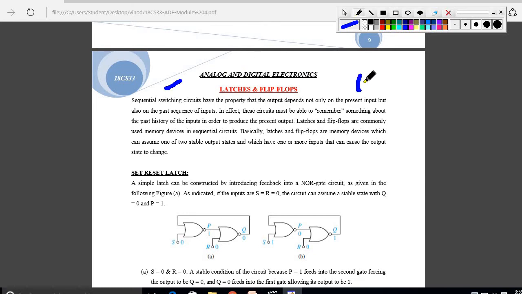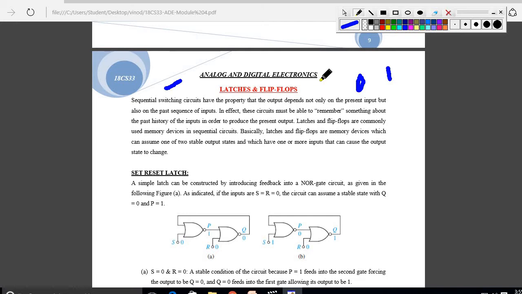and one binary values, no? So you will get some output, no? Those outputs will be saved in the memory. For that reason, the present value of the output depends on the previous values. So latches and flip-flops are the memory devices in sequential circuits.